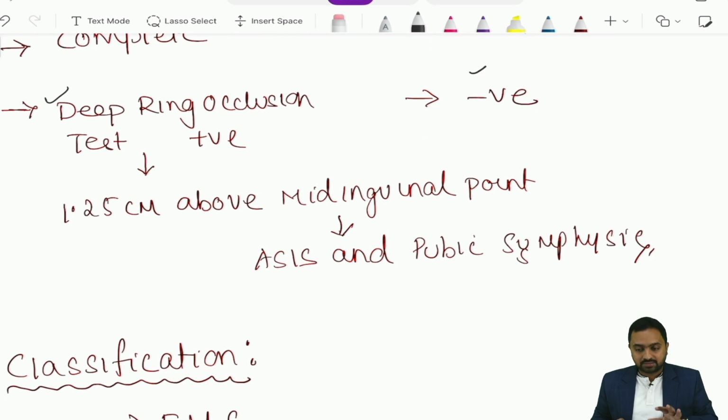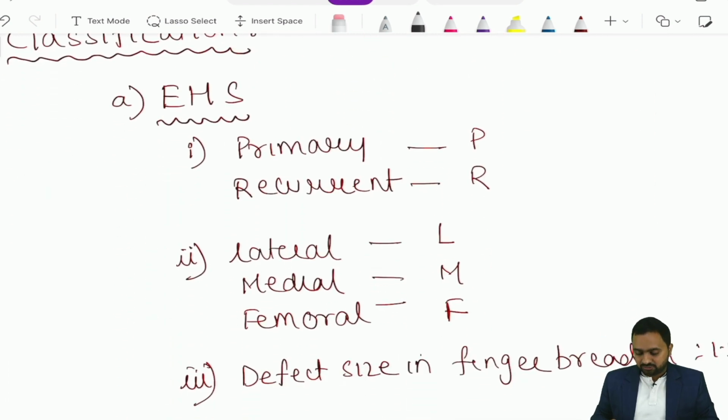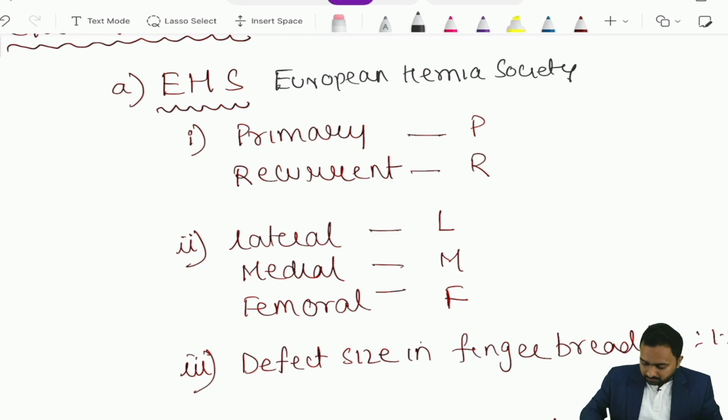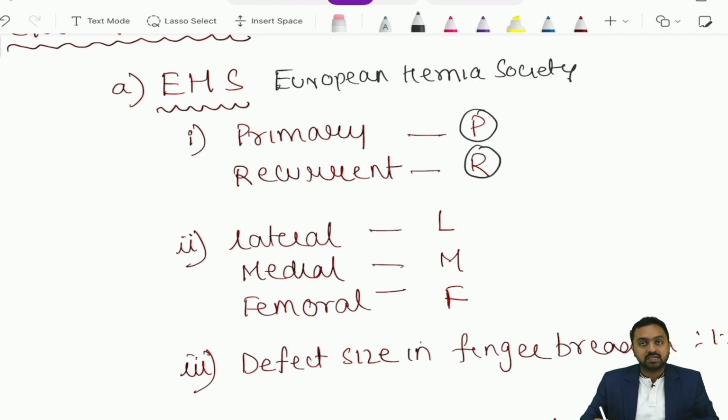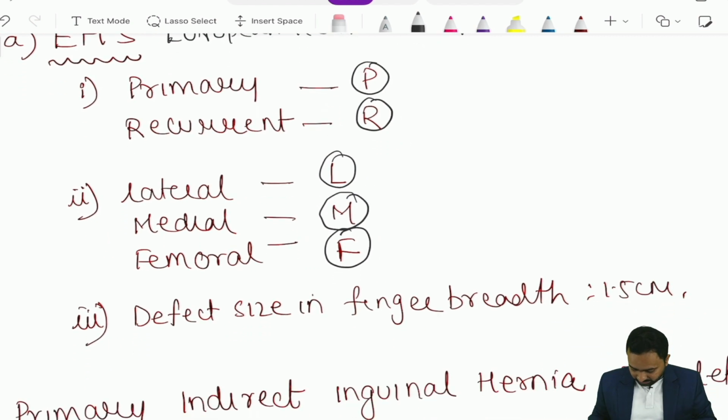Then regarding classification, the most commonly used classification these days is the EHS classification, which is the European Hernia Society classification. So, we have P for primary, R for recurrent, L for lateral, M for medial and F for femoral, and then defect size is measured in finger breadth, that is about 1.5 centimeter.